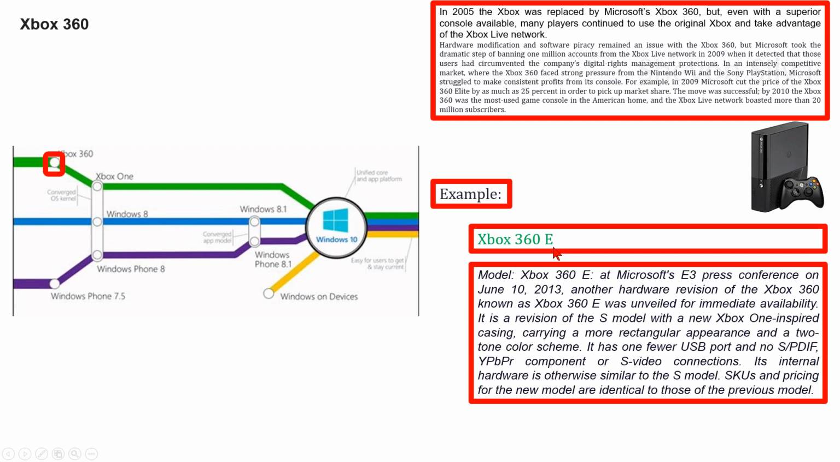It has one fewer USB port and no SPDIF, YPbPr component or S-video connections. Its internal hardware is otherwise similar to the S model. SKUs and pricings for the new model are identical to those of the previous model.